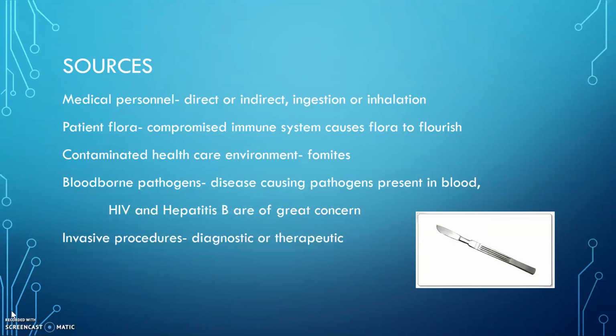Some sources: medical personnel, direct or indirect ingestion or inhalation. Patient flora: they have a compromised immune system that causes flora to flourish. Contaminated healthcare environment, which means fomites. Bloodborne pathogens, which means the disease-causing pathogens are present in the blood, such as with HIV and hepatitis B, and invasive procedures, either diagnostic or therapeutic.